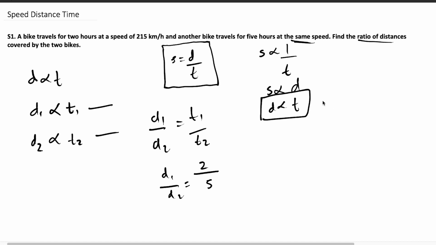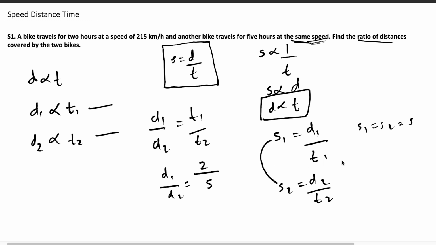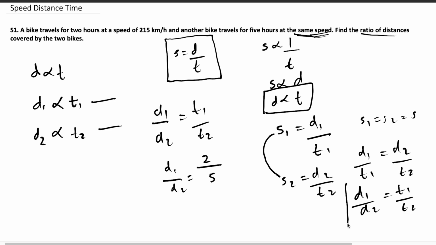If you have trouble understanding the proportionality, then I will give you another method. So S1 is equal to d1 by t1. This is for the first bike. And S2 is equal to d2 by t2 for the second bike. From the question, it is clear that both of the bikes travel with the same speed. So S1 is equal to S2 is equal to S. I can equate both of these equations. That means d1 by t1 is equal to d2 by t2. And if I rearrange, I will get d1 by d2 is equal to t1 by t2. So it is the same as what we got before. And you will get the answer as 2:5.